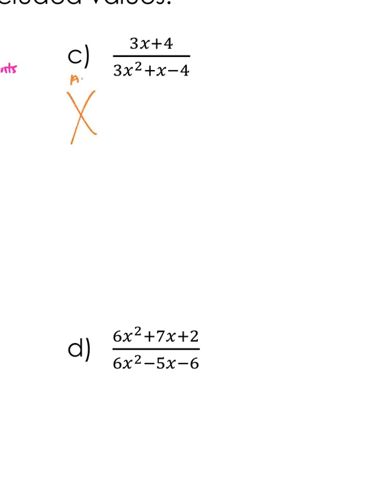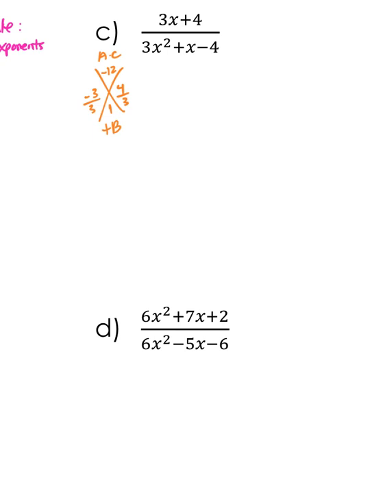So it's going to be a times c on the top plus b on the bottom. 3 times negative 4 gives me negative 12. My b value is 1. So I'm looking for numbers that multiply to make negative 12 and add to make 1. That's going to be negative 3 and positive 4. And then my last step, I've got to divide by my a value and simplify if I can. This negative 3 over 3 becomes negative 1.